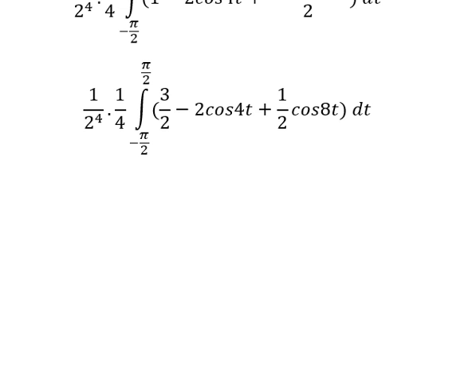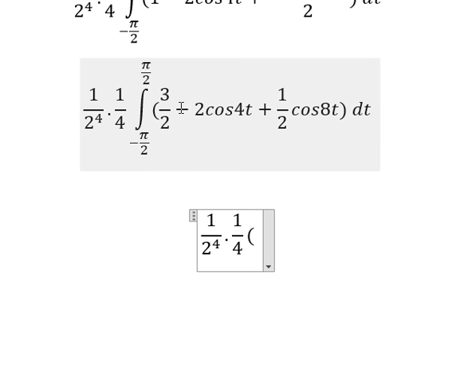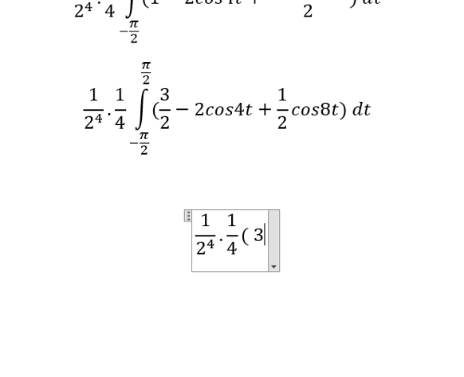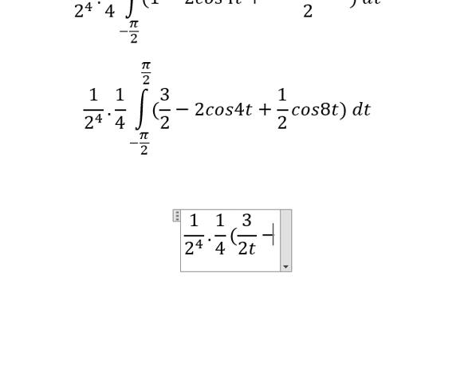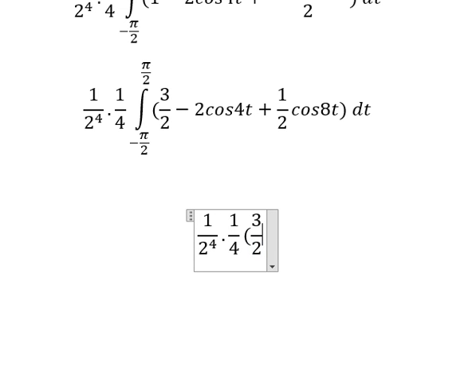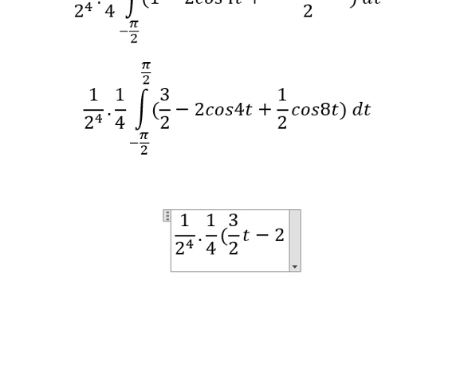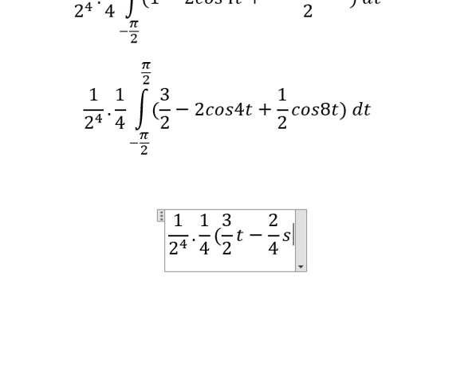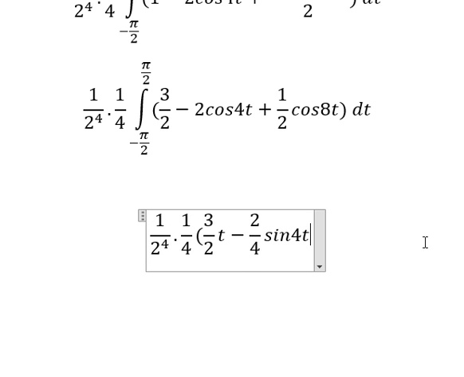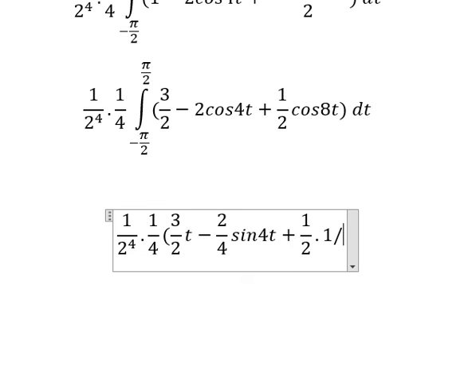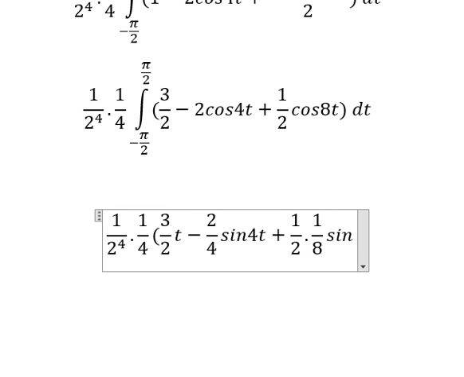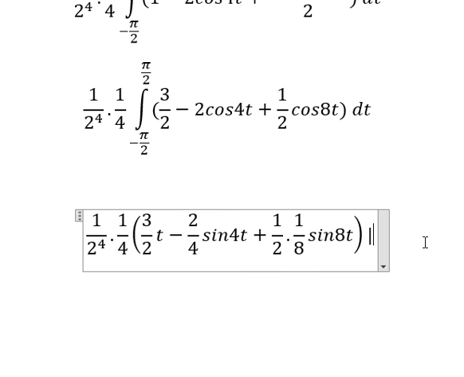And now we can get the final answer. The integration of 3 over 2, we have 3 over 2 t. The integration of cosine 4t, we have 1 over 4 sine 4t. The next one is 1 over 8 sine 8t. And we put the bounds from negative pi over 2 to pi over 2.